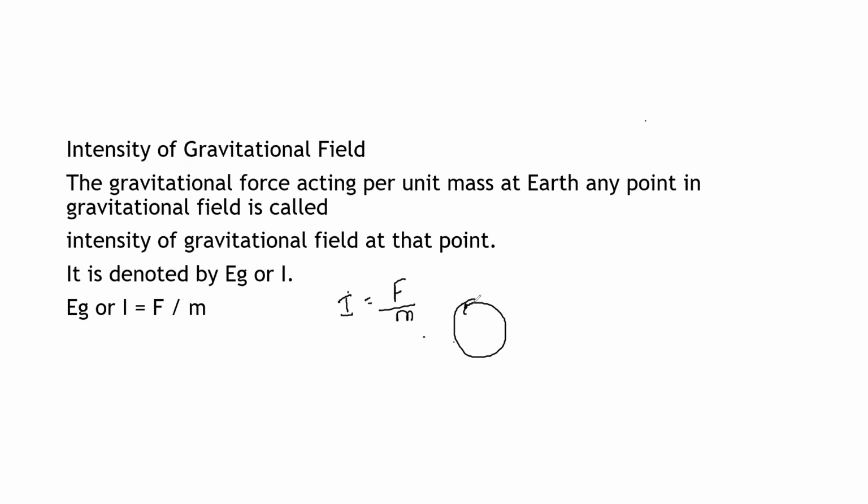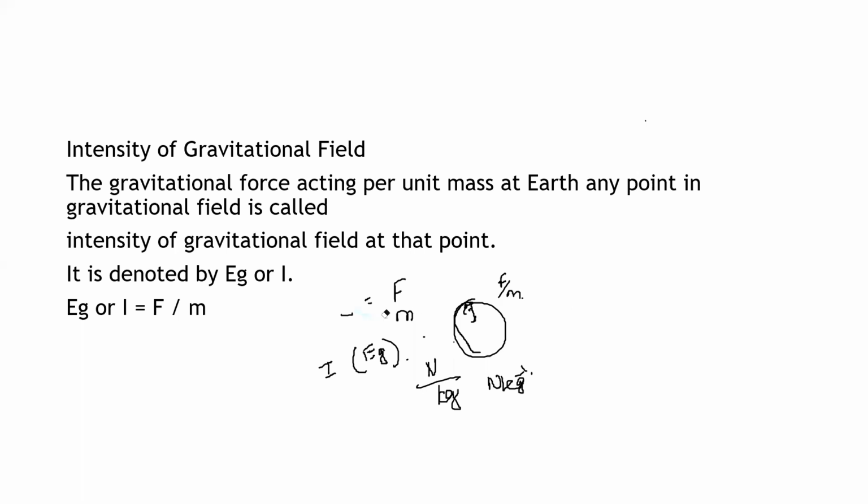So already you know what a gravitational field is, up to a certain region. Whatever force is acting here, that force per unit mass is called the intensity of gravitational field. It is denoted by I. In some books it is written as E suffix G. What may be the unit here? Force is measured in Newton and mass is measured in kg. Therefore, it is Newton per kg. Okay, this is regarding the intensity of gravitational field.